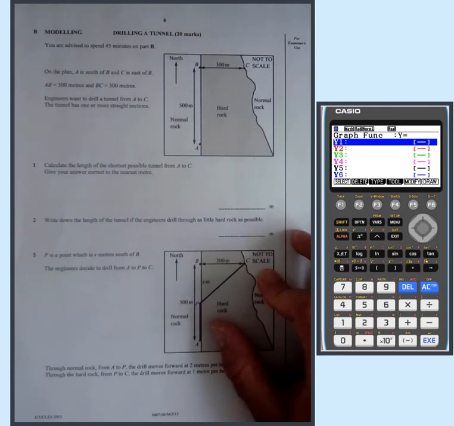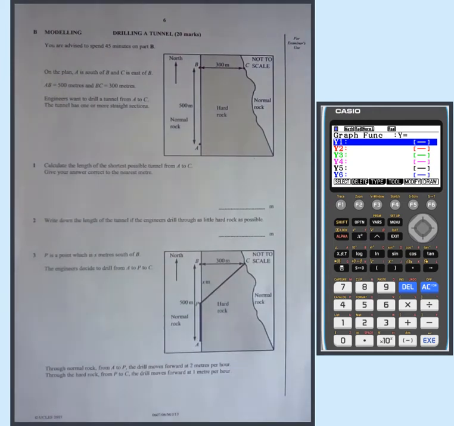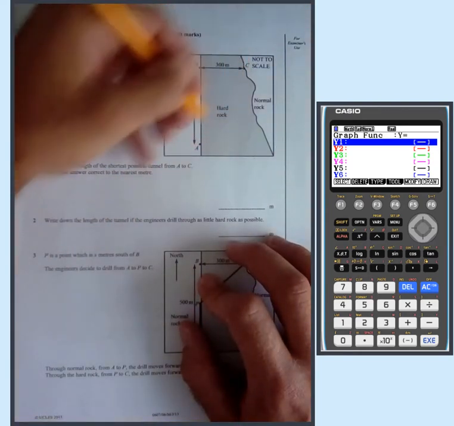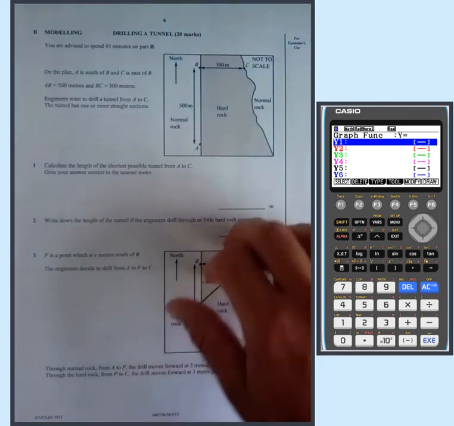Engineers want to drill a tunnel from A to C. The tunnel has one or more straight sections. What that means is that every bit of the tunnel is a straight line, but it could be more than one straight line. So you can't do something like a curvy tunnel to get from A to C.